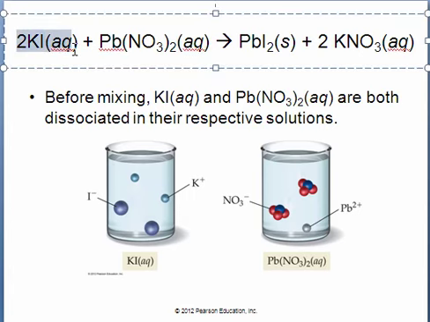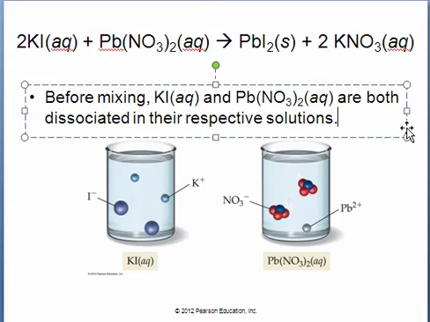Here we have potassium iodide, and it is AQ, which means that it is dissolved in water. It's a solution, and since it is an ionic compound, it is a strong electrolyte which dissociates. And then the other reactant is lead 2 nitrate, which, since it is an ionic compound, also dissociates. So both of these are soluble, and that's indicated by the AQ. That means it's dissolved in water.